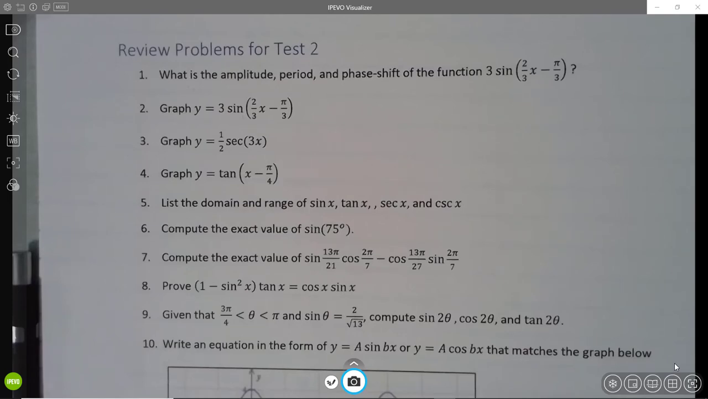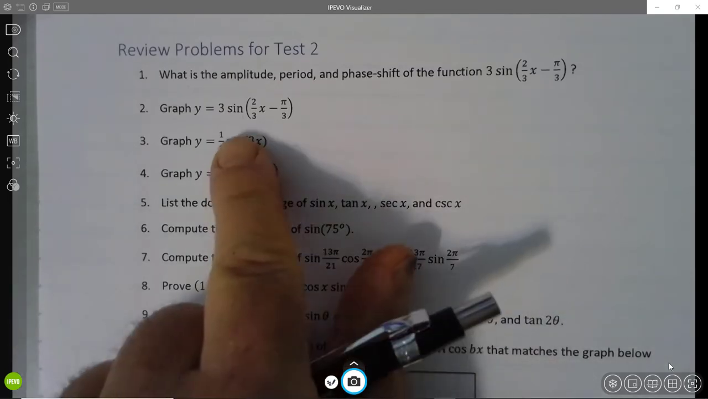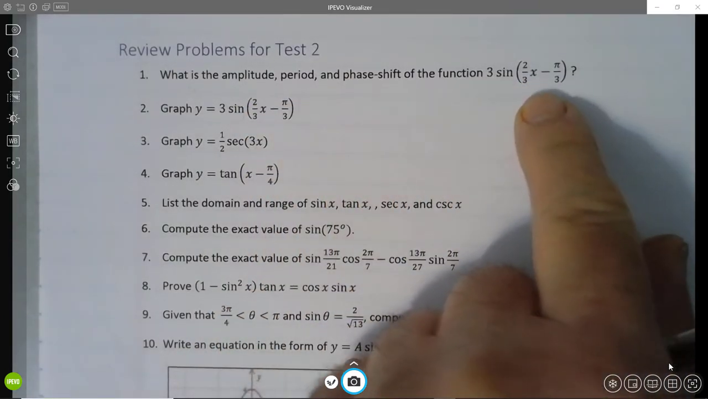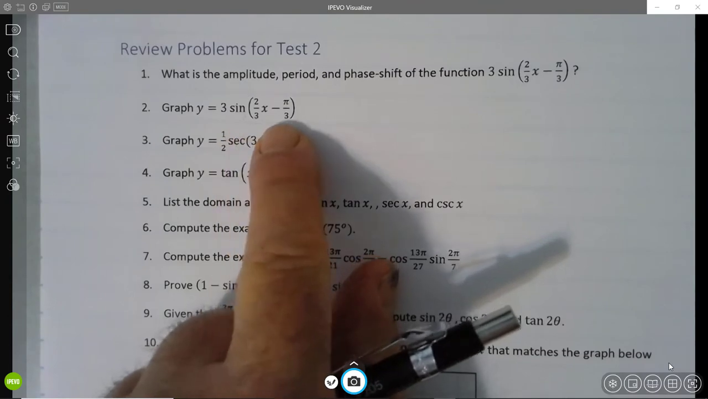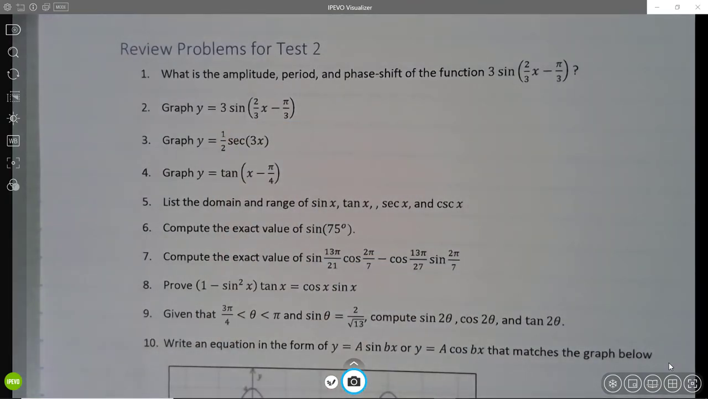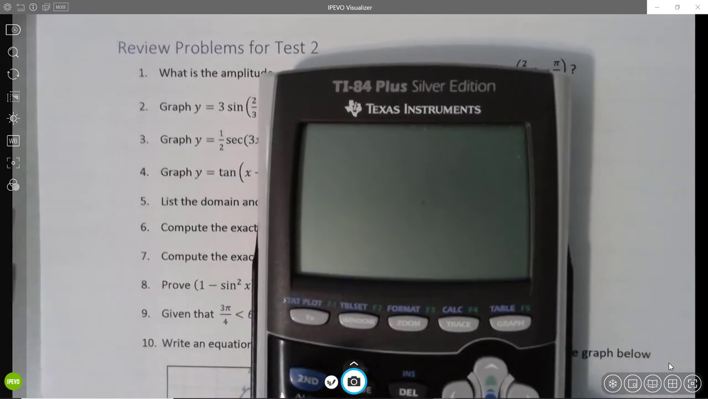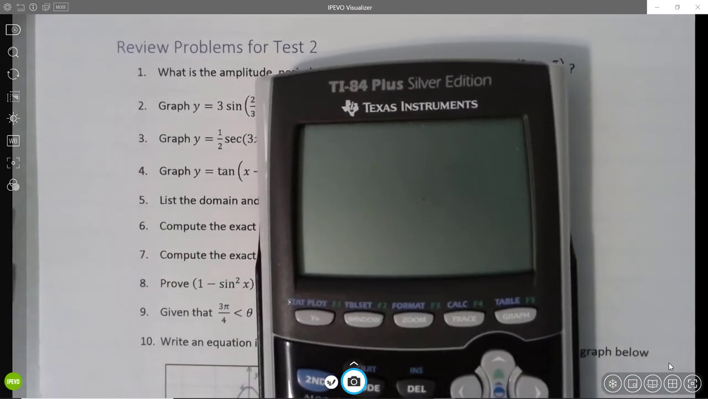Okay, the first two problems on my list here are related. We're to find the amplitude, period, and phase shift of this function, and then to graph it. So let's do what we can with a calculator first. This is oftentimes a great way to get started.